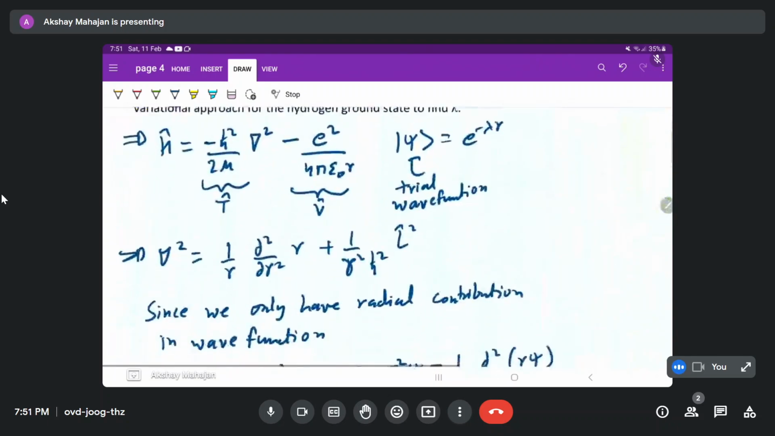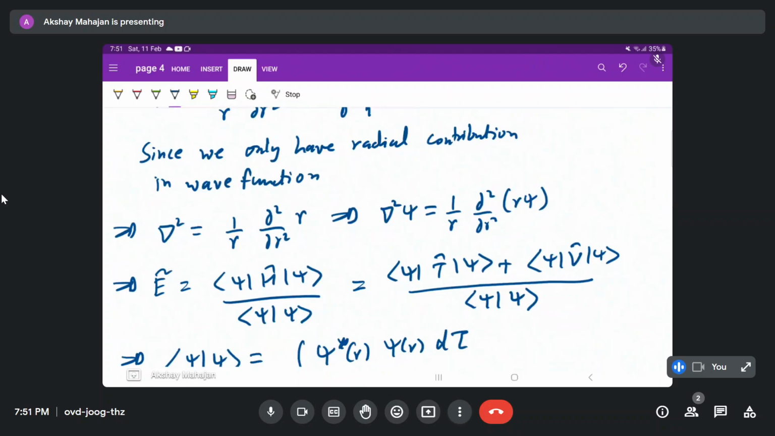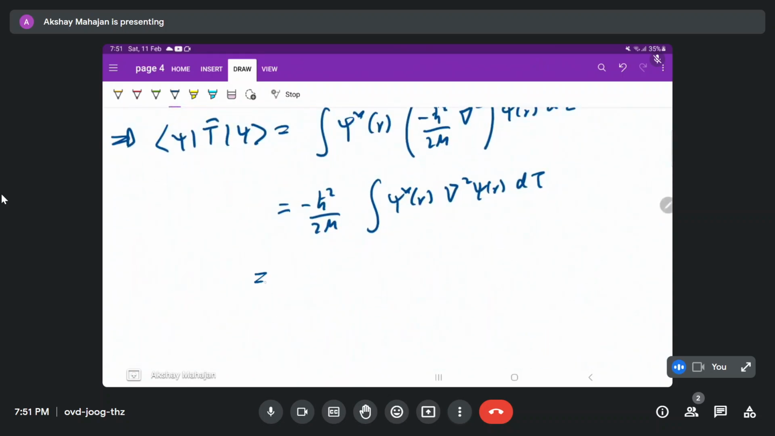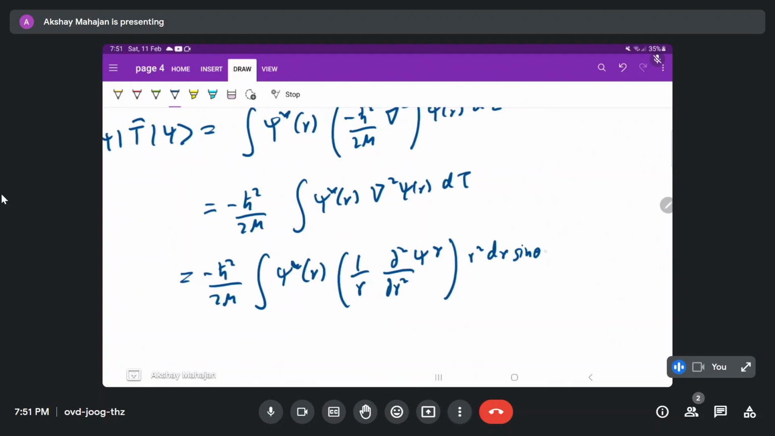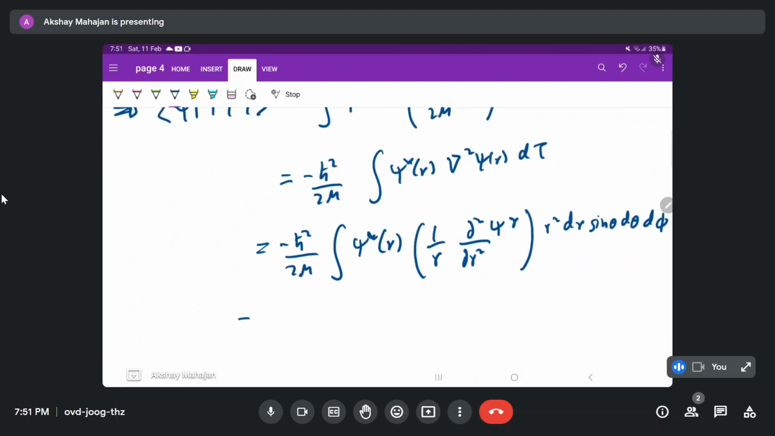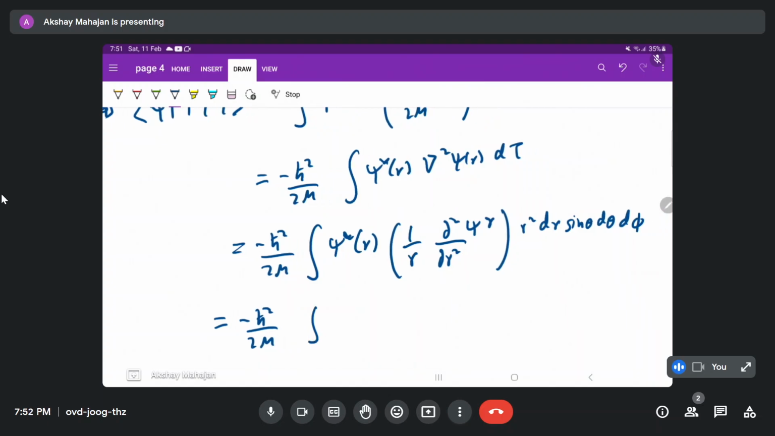And as we discussed, del square psi is equal to 1 by r, del square by del r square, of r psi. So that will become minus h bar square by 2 nu, psi star of r, times 1 by r, del square by del r square, of r psi of r, and theta, with r square dr sin theta d theta d phi, right? So let's try now. We will do the theta parts as always, it is 0 to 2 pi d phi.